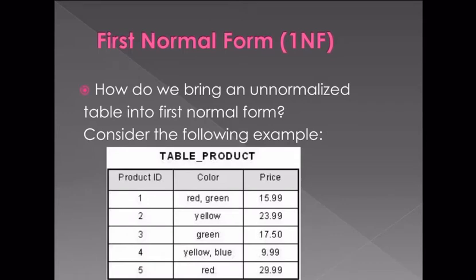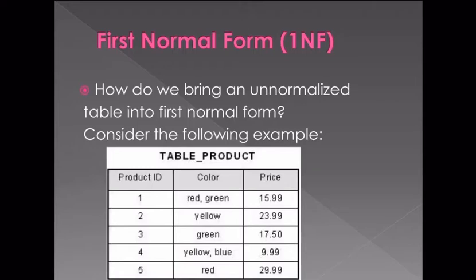So now I will give you an example of first normal form to make it easier for you to understand it. So, how do we bring an unnormalized table into first normal form? Consider the following example. We have a table that contains 3 columns. First one is product ID. Second one is color. Third one is price.